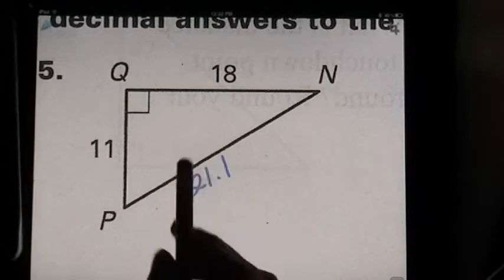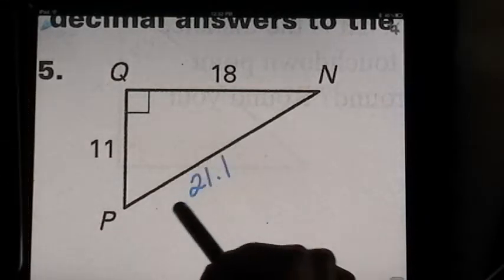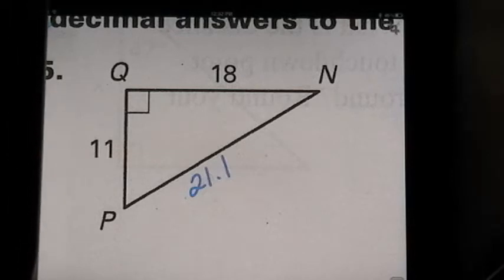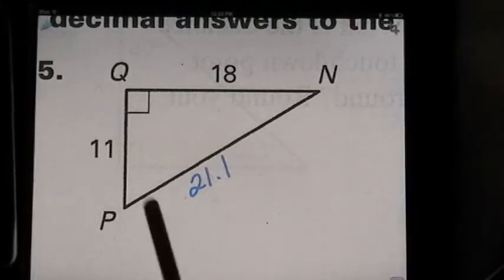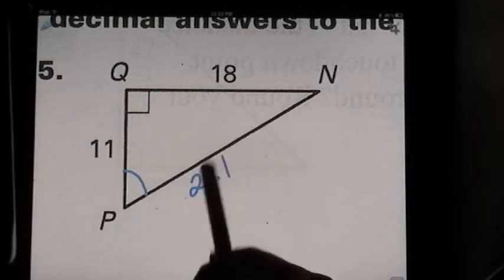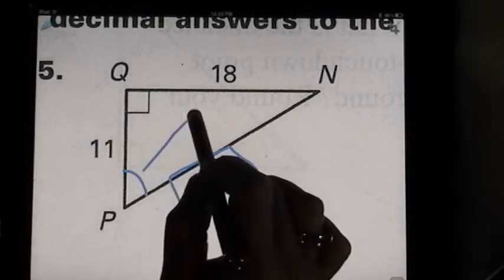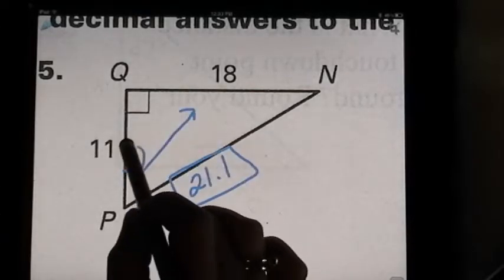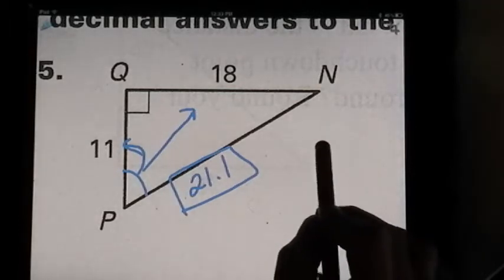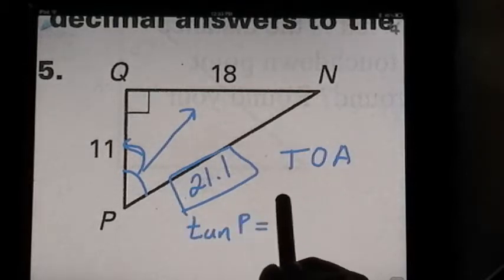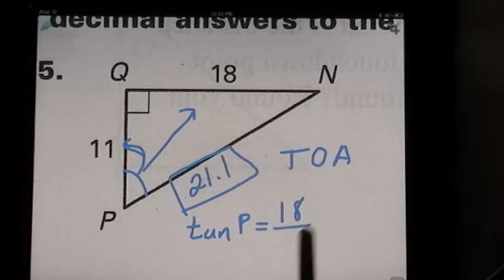This is where using the original numbers comes in, because 21.1 is a decimal approximation. We had to round to get it. So we are going to find P, but we're not going to use this side. It's not going to throw us off a lot, but we're not going to use that side. We're going to say 18 is the opposite side, and 11 is the adjacent side. That's opposite and adjacent, which goes with tangent. So we're going to say the tangent of P is equal to the opposite side, which is 18, over the adjacent side, which is 11.